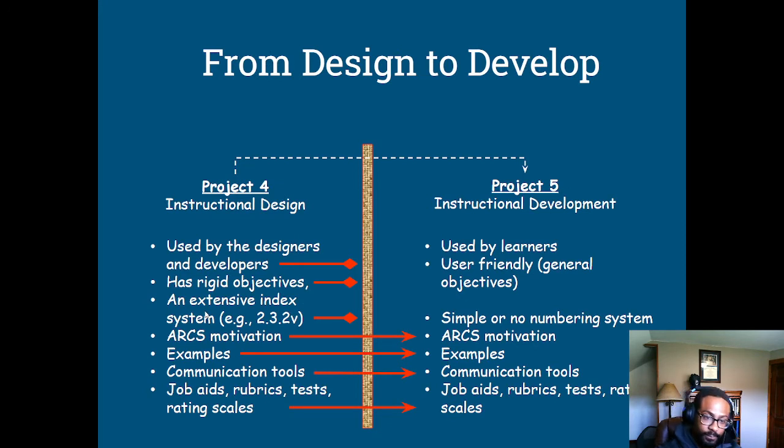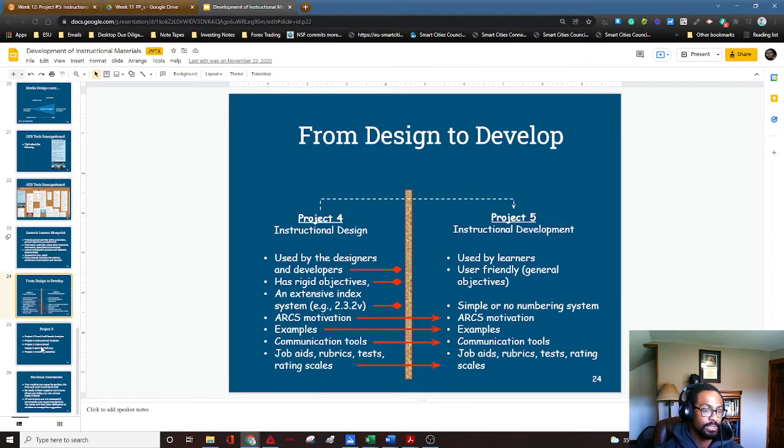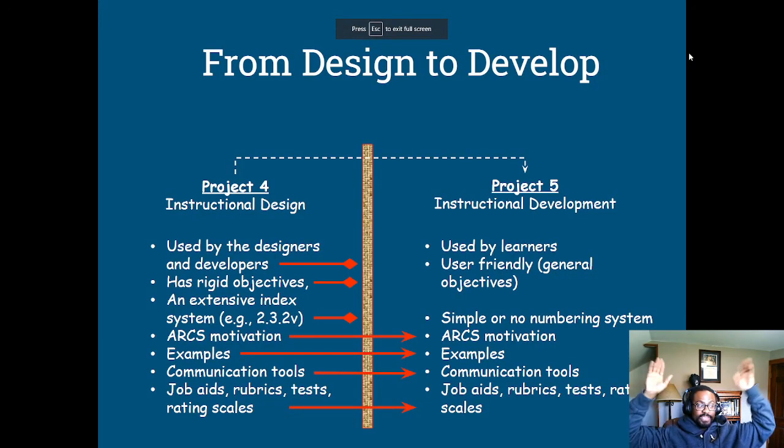All right. So here's how we go from project 4 to 5. This is how we go from 4 to 5, and I think I'm at the end here. Yep. Okay. This is how we go from 4 to 5. So in 4, you had all this stuff.